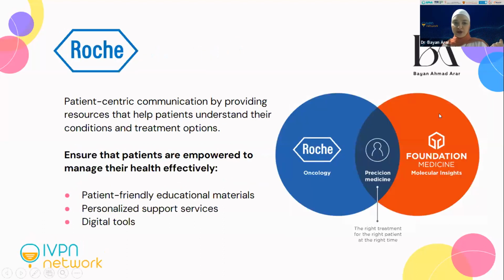Okay, we have Roche as another example. Roche goes with patient-centric communication, and they take care of the centricity of the patients. So the company Roche makes collaborations to provide the right treatment for the right person at the right time. So they are providing personalized support services.